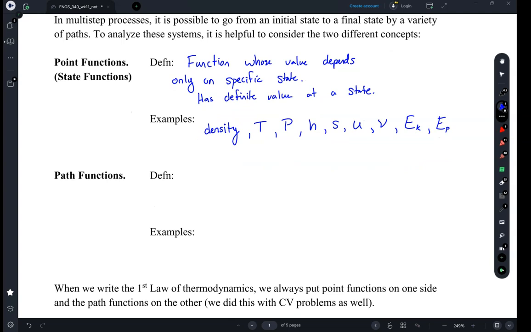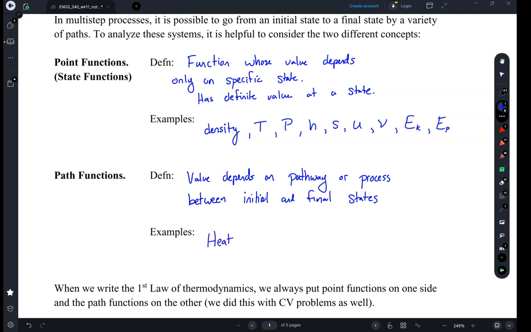Okay, this is in contrast to path functions, where these are functions where the value depends on the pathway or process between initial and final states. So again, in thermo, these would be heat, or Q, and work.